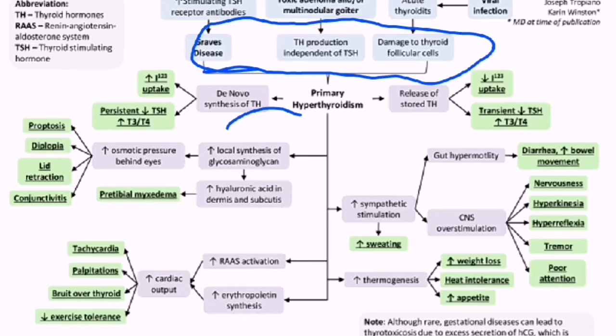And after that, second, you can see here the local synthesis of glycosaminoglycan. The increased local synthesis of glycosaminoglycan increases the osmotic pressure behind the eyes, which may cause the eye symptoms: proptosis, diplopia, lid retraction, and conjunctivitis. It also increases hyaluronic acid in the dermis and subcutaneous tissue.